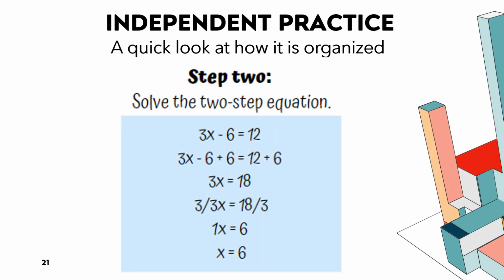Finally, we'll solve the equation. The process is the same as before. Add 6 to both sides of the equation. Then, divide both sides by the number in front of x, which is 3. Our final answer will be x equals 6. The practice problems include equations with fractions, but they are solved using the same steps. Need help? Just ask.